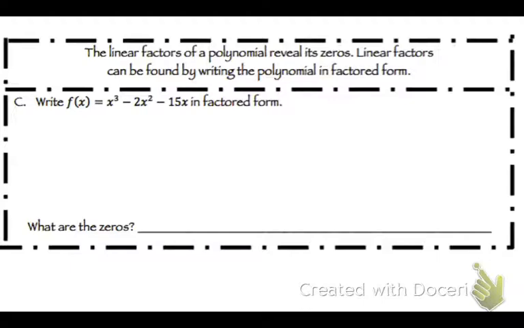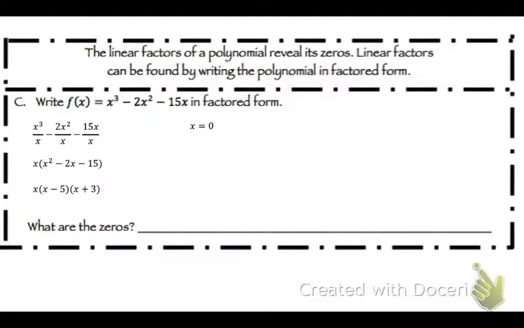The linear factors of a polynomial reveal its zeros. Linear factors can be found by writing the polynomial in factored form. So first, we're going to factor this polynomial. We're going to divide out that x, so you get x squared minus 2x minus 15. And then that factors down to x minus 5, x plus 3. You should be able to do that, no problem. Okay? Then we're going to set each of them equal to 0.